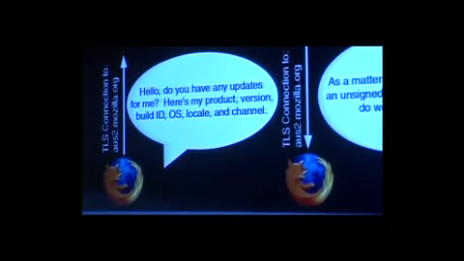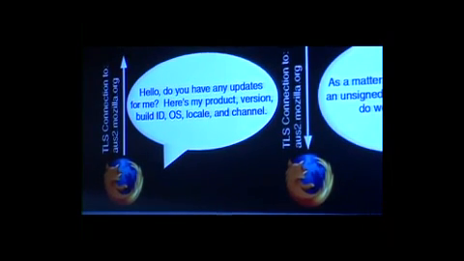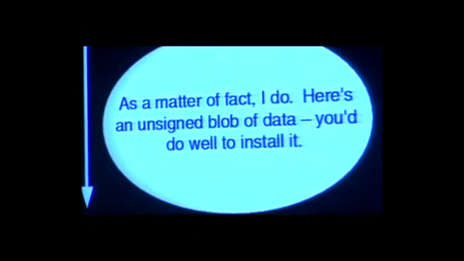any updates for me? This is my product, either Firefox or Thunderbird or whatever. My version number, my build ID, operating system: Windows NT, Linux, OS X; locale: English, Spanish; and channel: nightlies, production, whatever. And the update server in the sky just says, as a matter of fact, I do. Here is a totally unsigned blob of data. Please run this. And the client does.